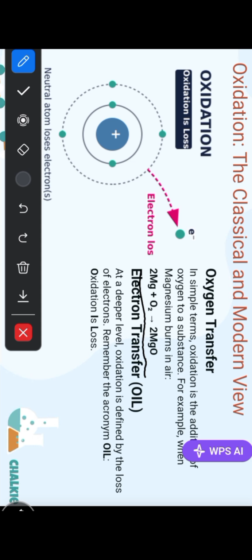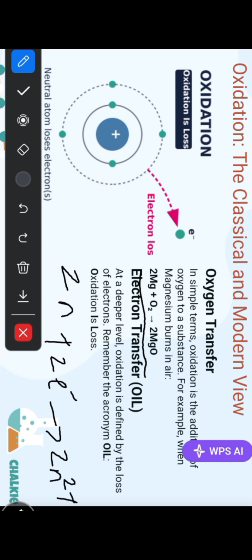Example is zinc. Zinc loses 2 electrons. Zinc plus 2 electron minus to give us zinc 2 plus. So in this equation, oxidation has taken place because zinc has lost electrons to become positively charged. Initially, when zinc is uncombined, we can see this zinc is uncombined. It's not combined with any other element. So zinc here is 0. The oxidation number of zinc here is 0.